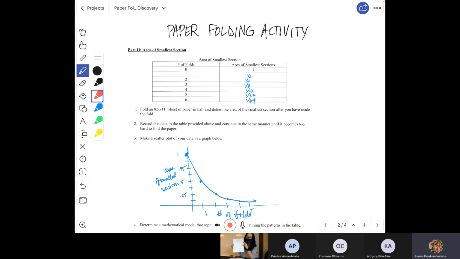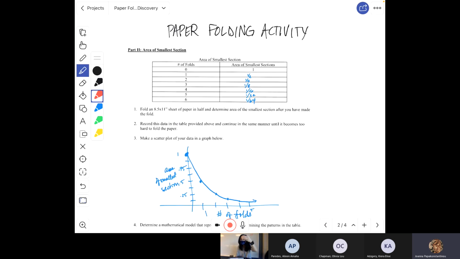So with no folds, I have the whole piece of paper, one section. If I fold it once, I have 2 sections, right? But what is the area? Well, it's half of the whole piece of paper. If I fold it again, then what's the smallest section? It's 1/4 of the area of the whole paper.